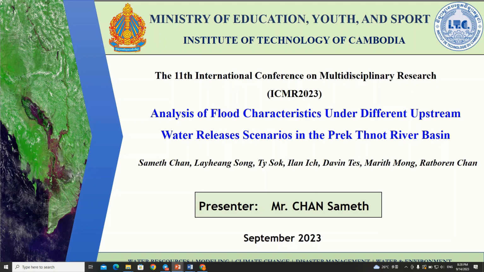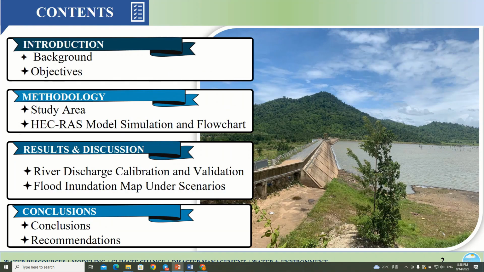Today's topic is the analysis of the flood characteristics under the different water release scenarios in the Prek Thnot River Basin. Today's presentation will be divided into four main points. The first is the introduction, the second is the methodology, the third is the results and discussion, and the last one is the conclusion.